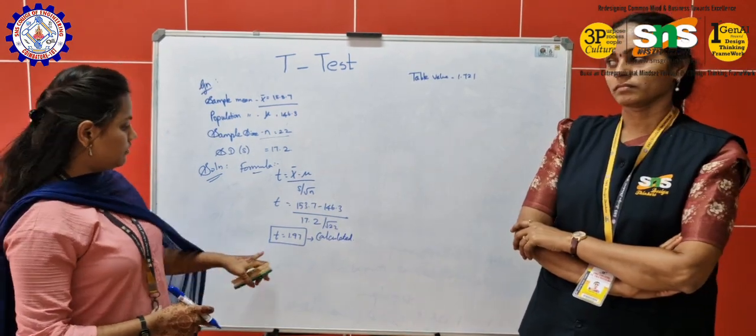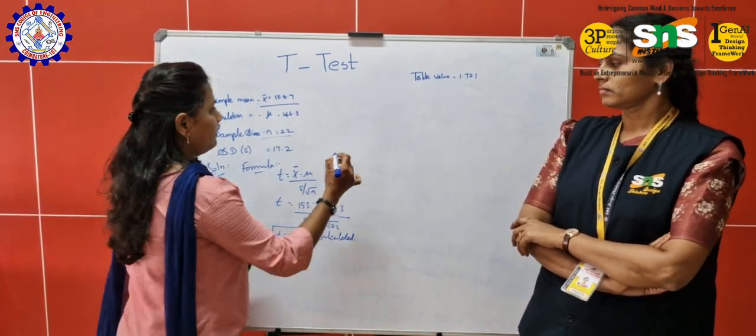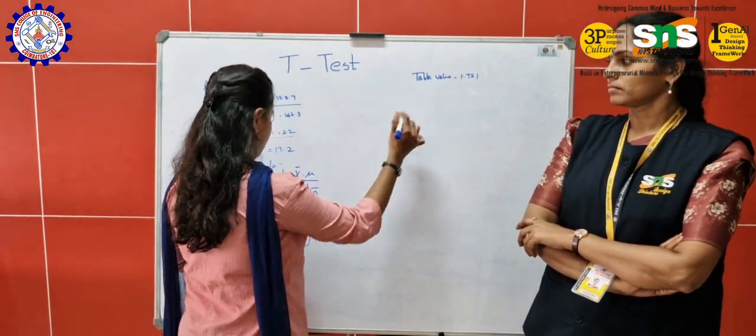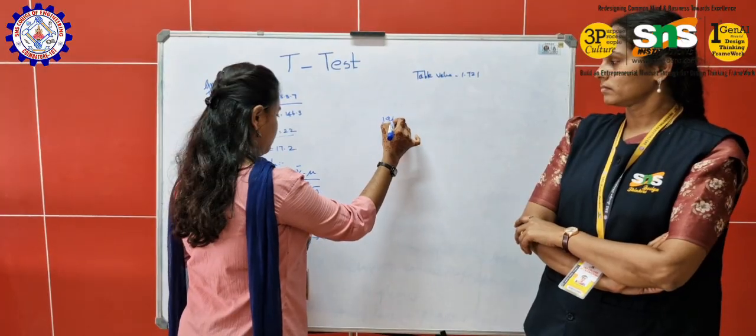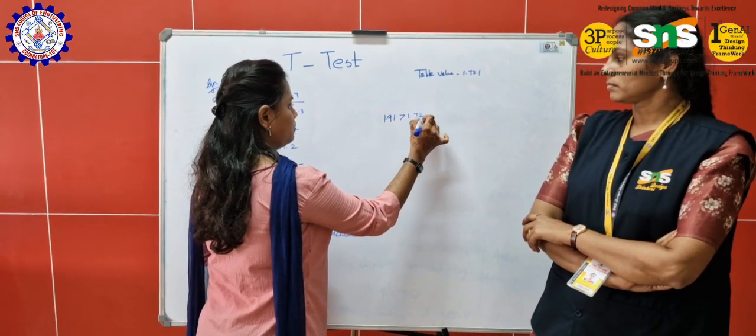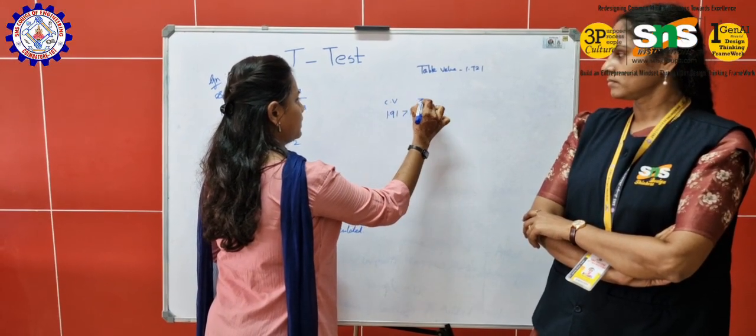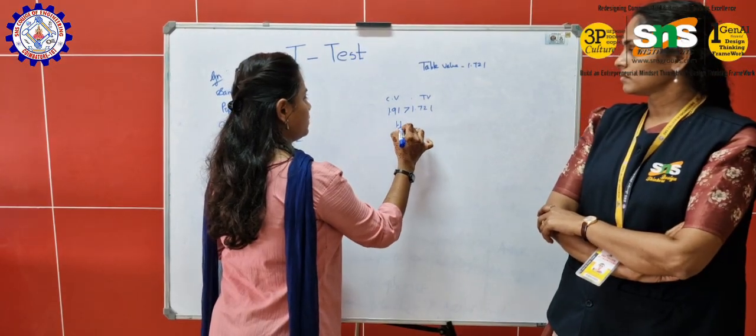So the calculated value is 1.97 and the table value is 1.721. So 1.97 is greater than 1.721. As the calculated value is greater than the table value, H0 is rejected.